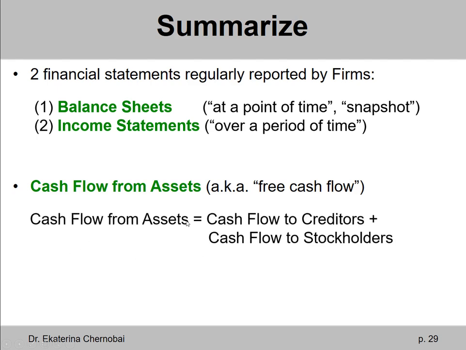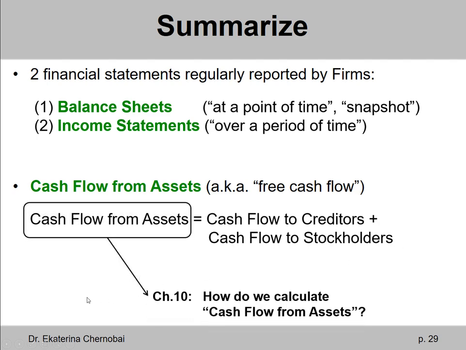So the cash flow from assets generated in some year is then split between the two groups of investors that provided the funding to the firm by lending money to the firm and buying the firm's stocks. That's creditors and stockholders. So cash flow from assets equals cash flow to creditors plus cash flow to stockholders. And in chapter 10, we will look at cash flow from assets in more depth.